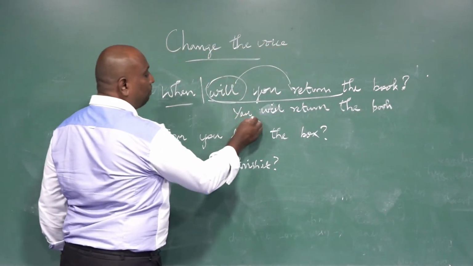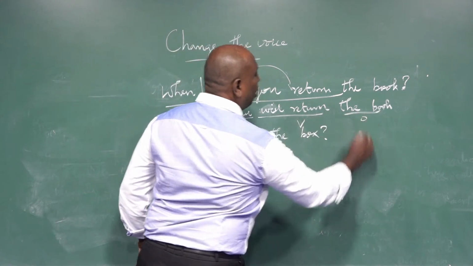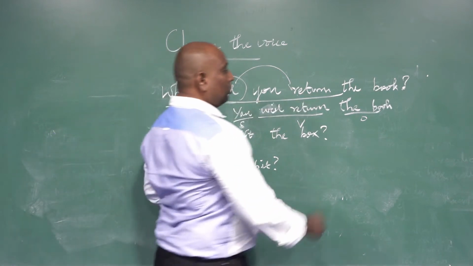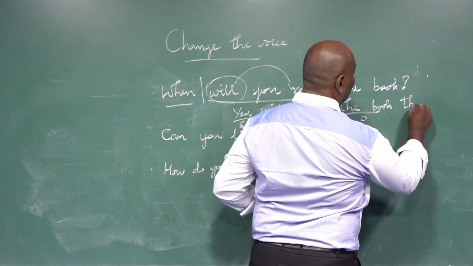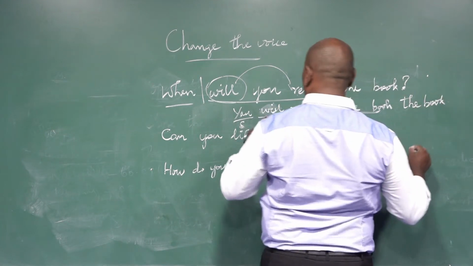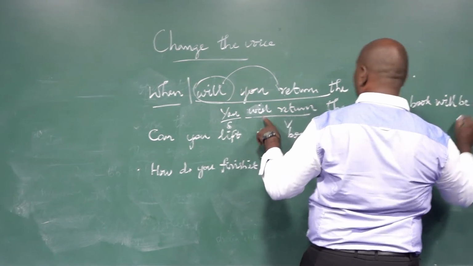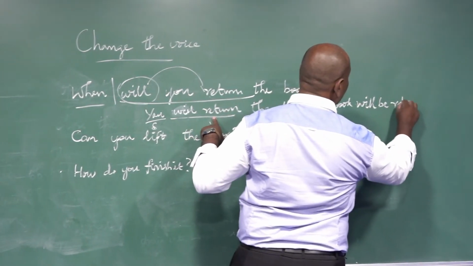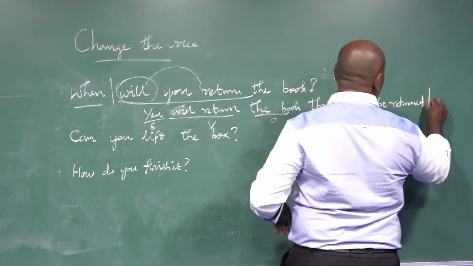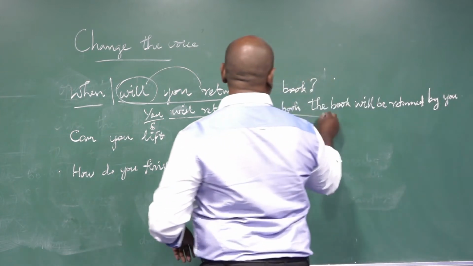Now do active into passive. This is the subject, this is the verb, this is the object. The object will come in the place of the subject, and the subject will go in the place of the object. So what is the answer? The book will be returned by you, that is, will plus be plus verb third form. Returned by you. It is in the form of a statement.